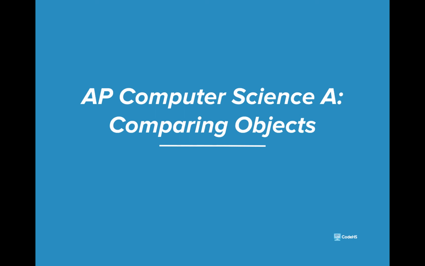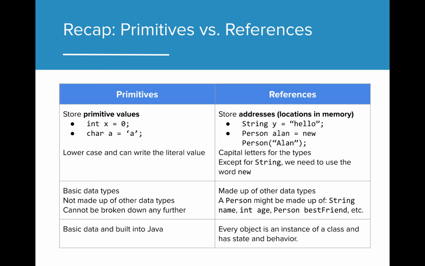Hi, in this lesson we'll look at comparing objects. As we learned in previous lessons, there are some key differences between primitive and reference type values.